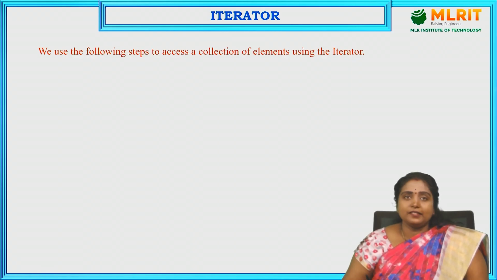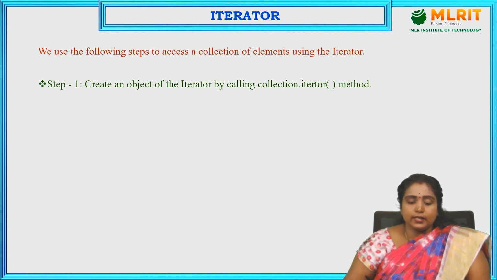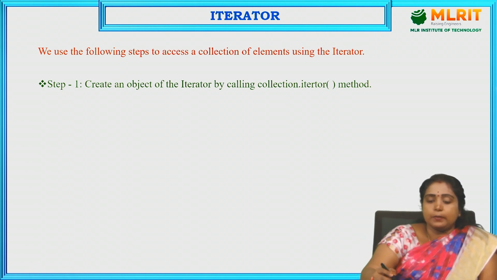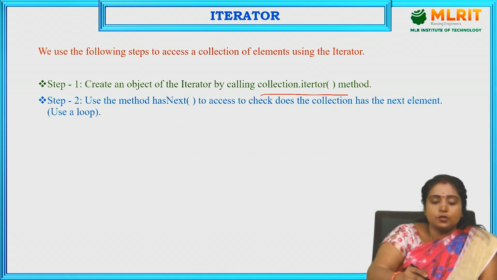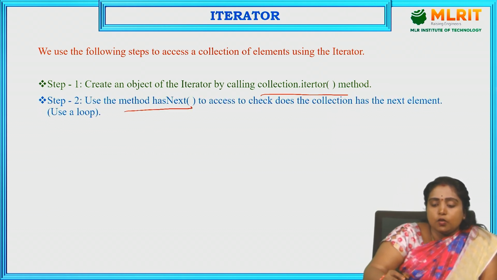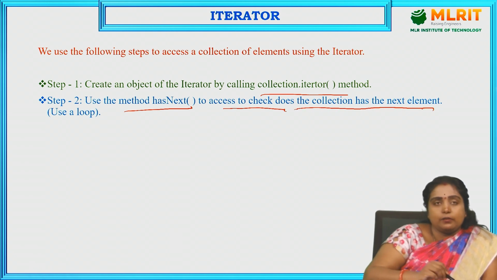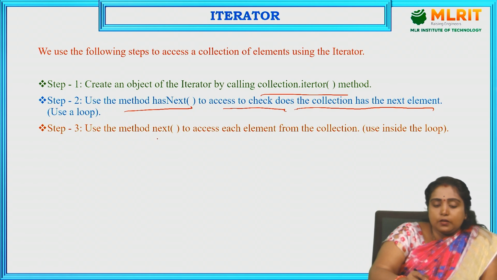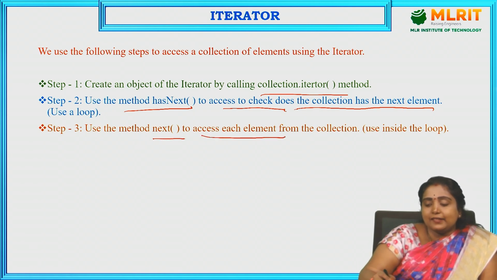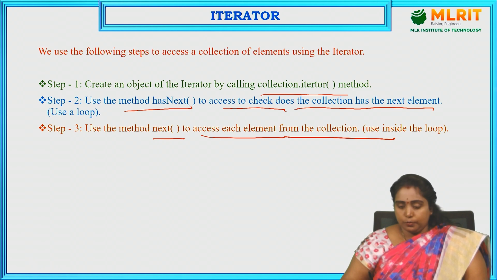So here are the steps to access the collection of elements using the iterator. You have to create an object of the iterator by calling the collection.iterator method, and you have to use the hasNext method to check whether the collection has a next element, in a loop. And you can use the next method to access the element from the collection inside the loop.